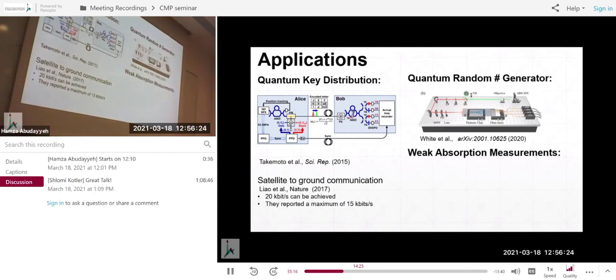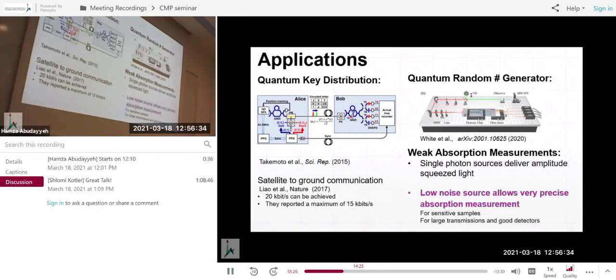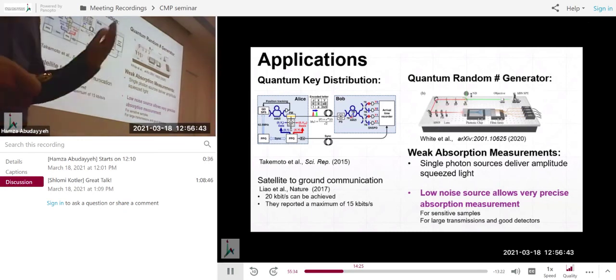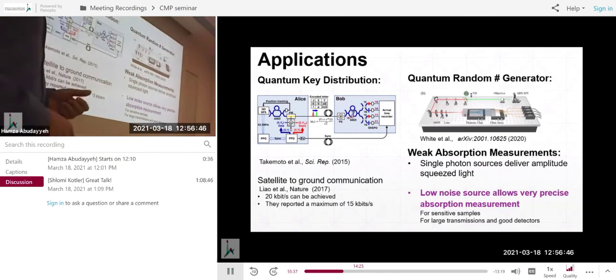There's also this whole field of metrology, weak absorption measurements that you can imagine. And here, the point is that the single photon sources are really amplitude squeezed light. You can use this in different applications. For example, because of this sub-shot noise feature, you can measure sensitive samples. Or if you have a sample which has very large transmission, you can measure the transmission of the sample, or calibrate some very good detectors using these samples.